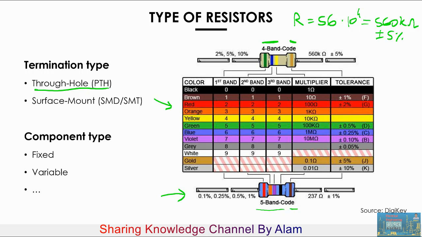And then the last band, which is the one that is isolated, is again the tolerance, which as you can see here, brown is equivalent to plus minus 1%. So the final value of the resistance is 237 ohm plus minus 1%.